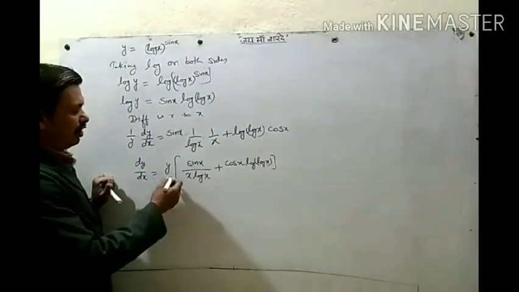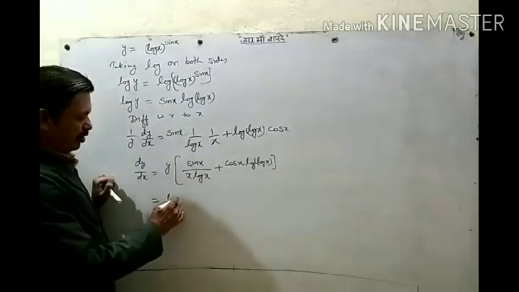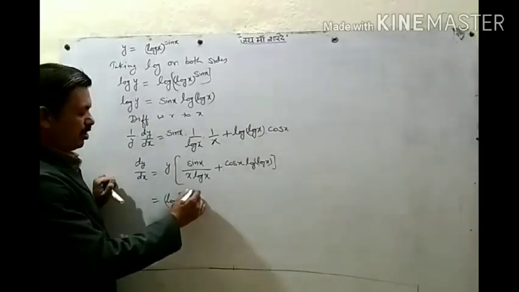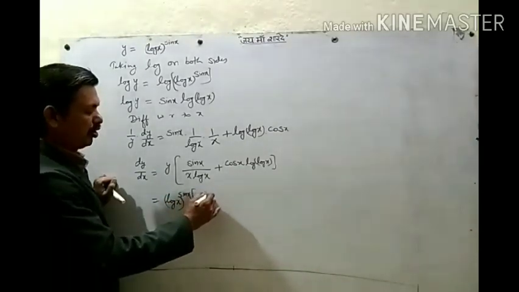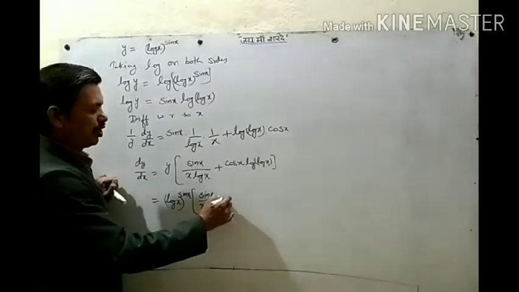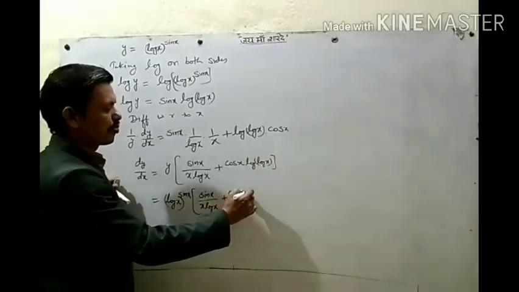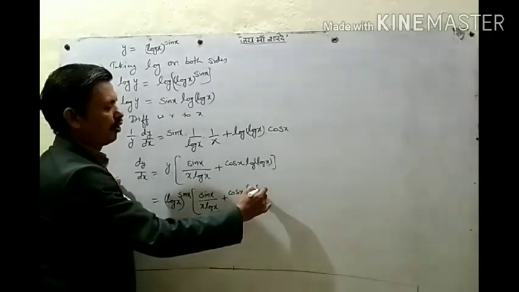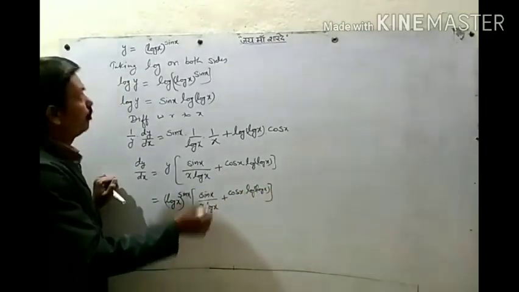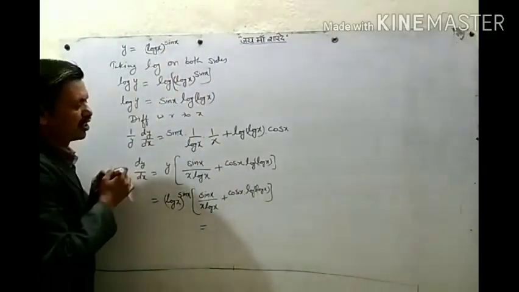And here you can put the value of y, that is log x to the power sin x into sin x upon x log x plus cos x into log of log x. So this is the derivative of log x to the power sin x.